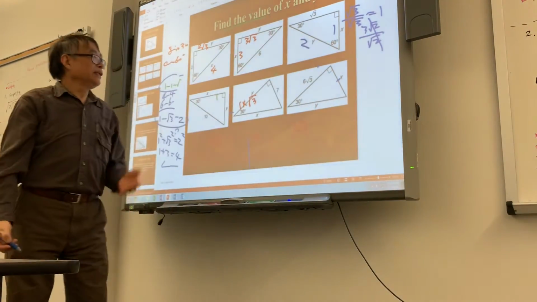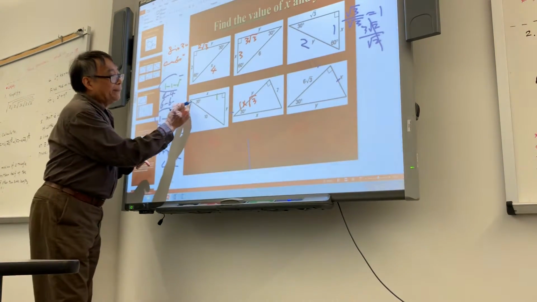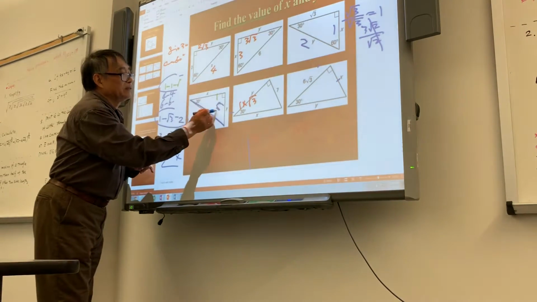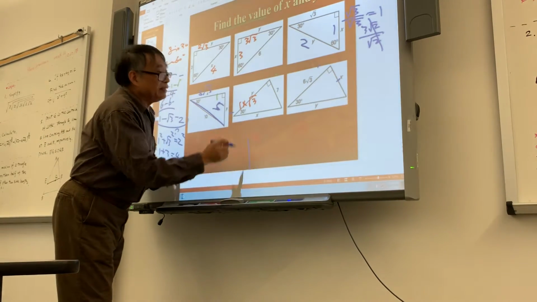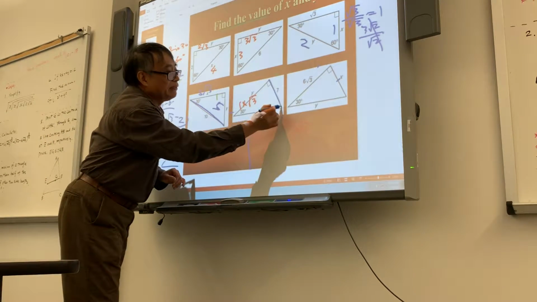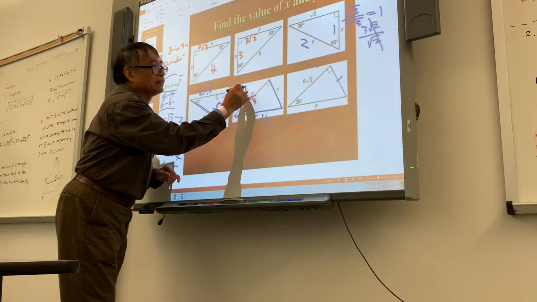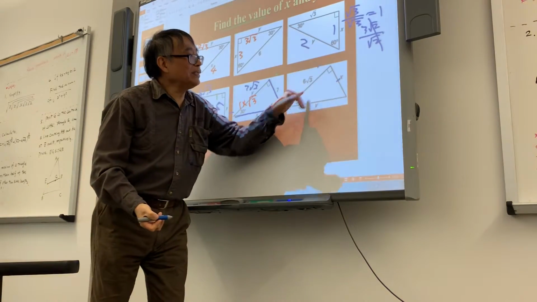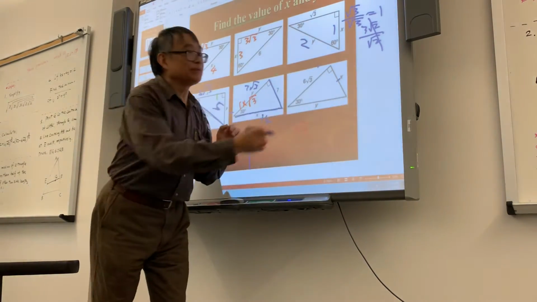Good. Now 30, 60, 90. Hypotenuse is 10. Y is what? This is 5 square root of 3. And for this side, this is 7. Hypotenuse should be what? 14. This one should be what? 7 square root of 3. For 30 degrees is x. This is the longer side. X should be what? 6.